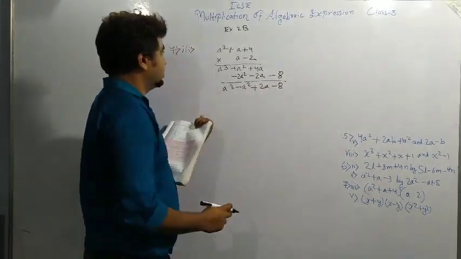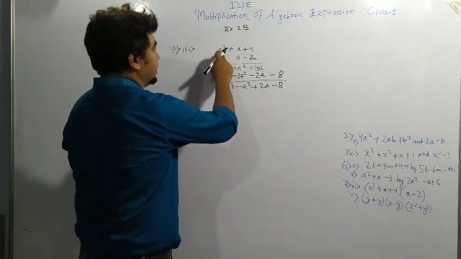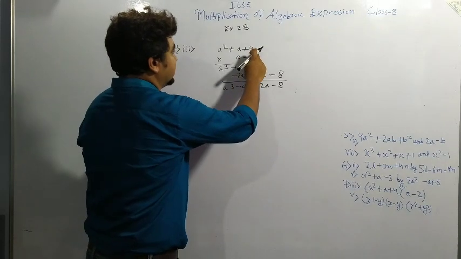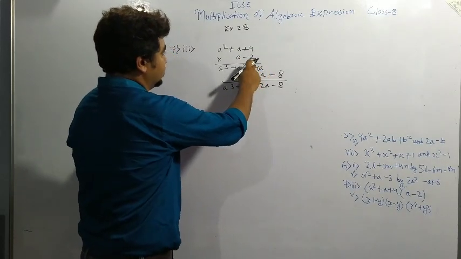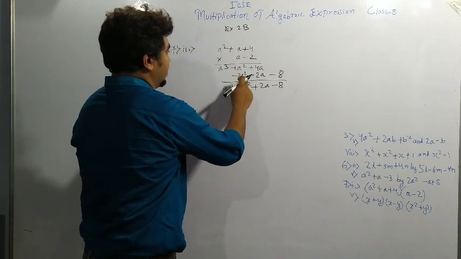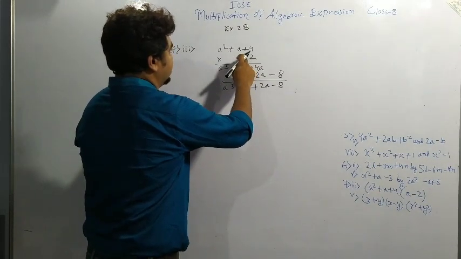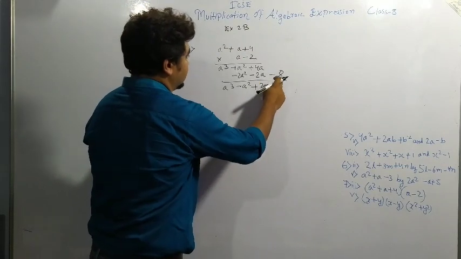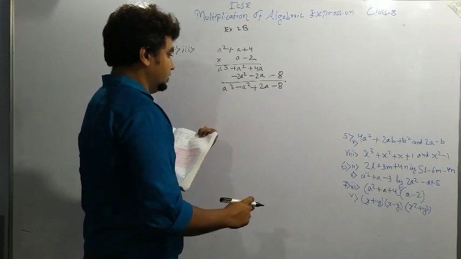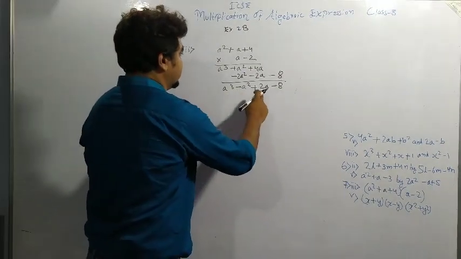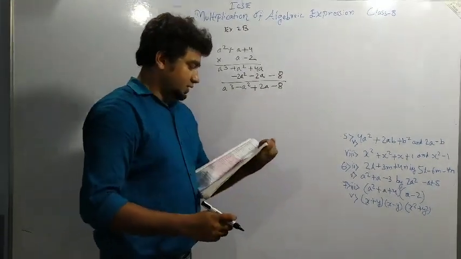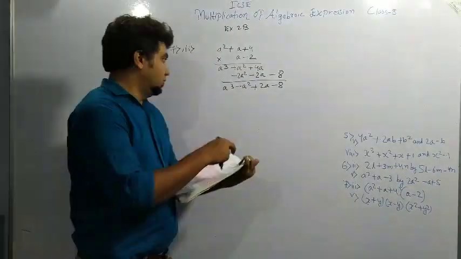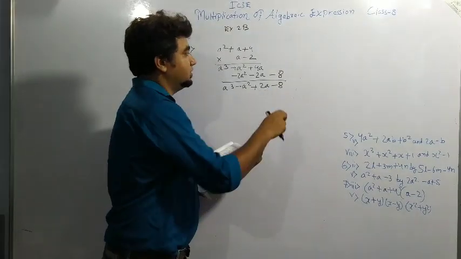So first of all we have multiplied a with a is a cube, a into a is a square, a into 4 is 4a. Now minus 2 into a is minus 2a square, minus 2 into a is minus 2a, and minus 2 into 4 is minus 8. So we are getting a cube minus a square plus 2a minus 8. So this is question number 7 bit 3. Okay, so we are getting a cube minus a square plus 2a minus 8.